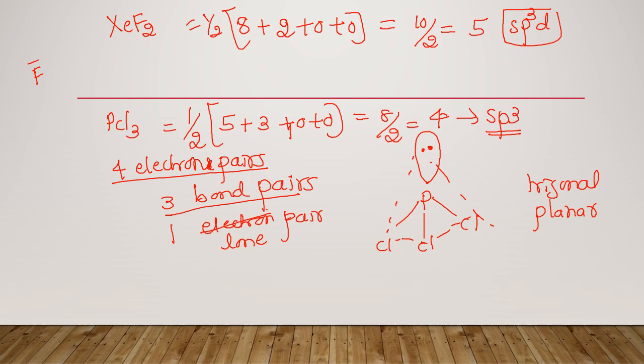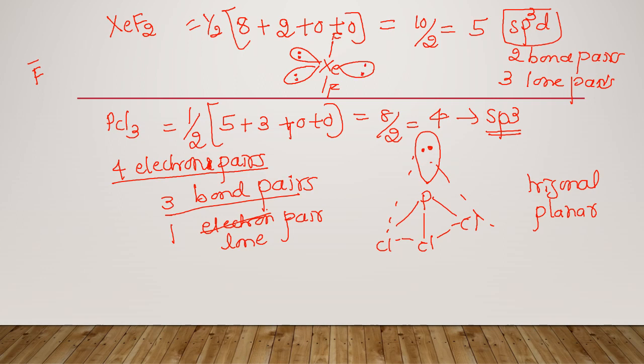In XeF2, there are 2 fluorine atoms bonded to xenon. So we can say there are 2 bond pairs out of 5 electron pairs. So we can write xenon, 2 fluorine atoms, 2 bond pairs. Out of 5, 3 are remaining, so 3 are lone pairs. We should represent these lone pairs of electrons like this: 1, 2, 3.